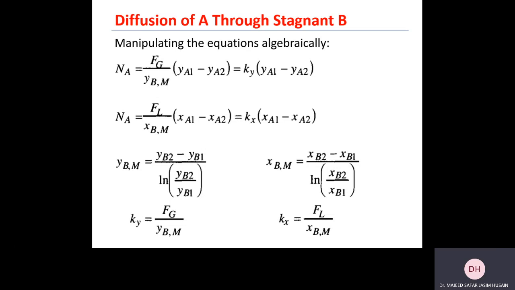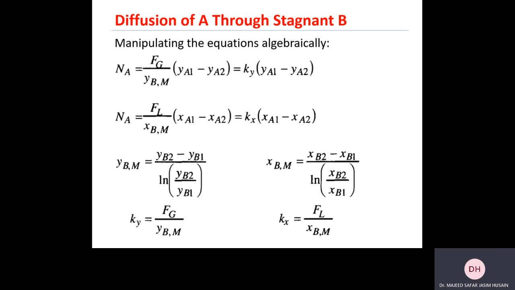Now, if you go back to the first equation, the flux will be equal to the mass transfer coefficient K_y multiplied by the change in mole fraction. So the mole fraction stays the same. However, K_y now is equal to F_G over y_BM. So F_G, which is a mass transfer coefficient, and K_y is again a mass transfer coefficient, but they are different. One of them is for the dilute, another one is for the concentrated. So in the last equation, it is explained to you that the value of K_y is equal to F_G over y_BM.